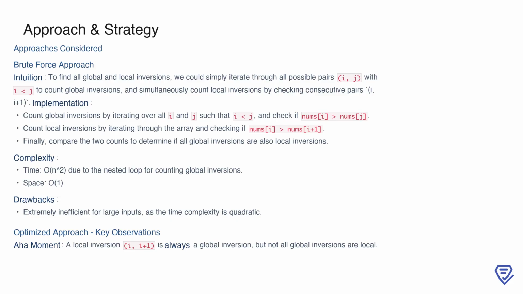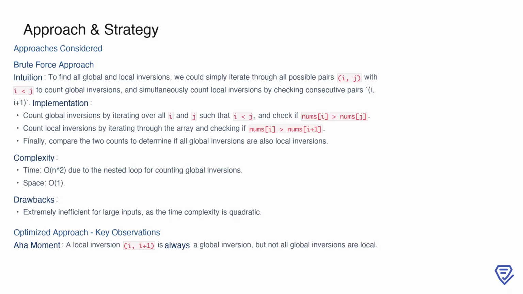However, this approach is computationally expensive. The nested loop required to count global inversions leads to a time complexity of O(n^2), which becomes infeasible for large arrays. Additionally, it has a space complexity of O(1), but the inefficiency in runtime makes it impractical for this problem. This inefficiency highlights the need for a more optimized solution.